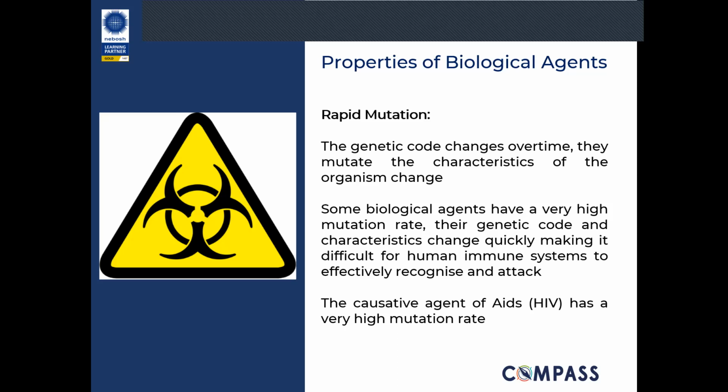The genetic code and characteristics can change quickly. They can get difficult for human immune systems to effectively recognize and attack. And that's one of the key concerns, should we say, the body's immune system, its ability to attack, if, like HIV, the attack system or the immune system is itself not compromised. So think about that in terms of AIDS, the links to HIV, and how the mutation rate is significant, a very high mutation rate in that particular example.